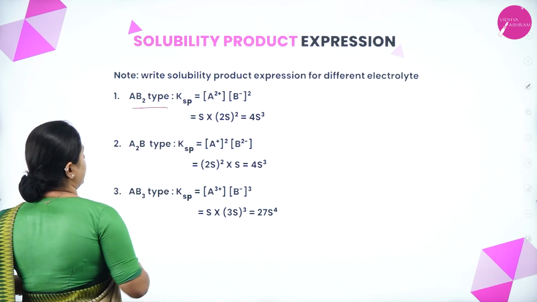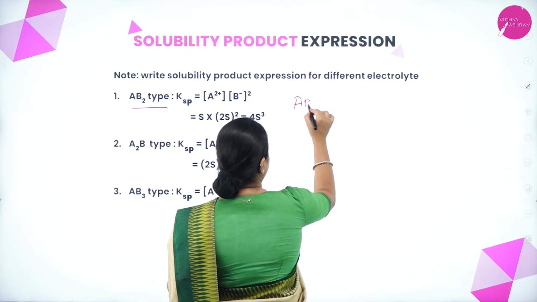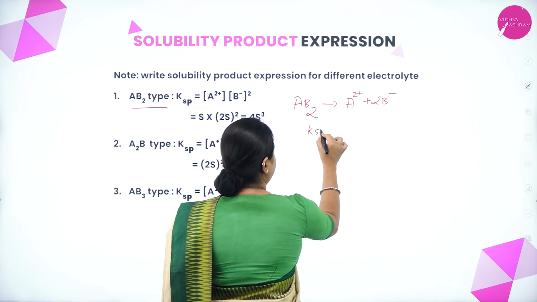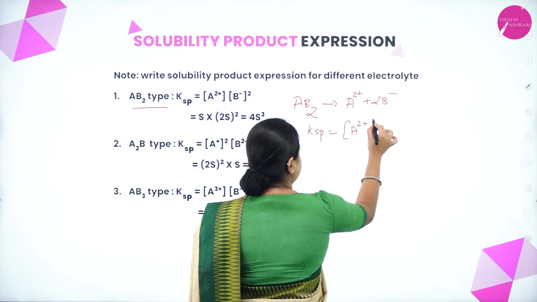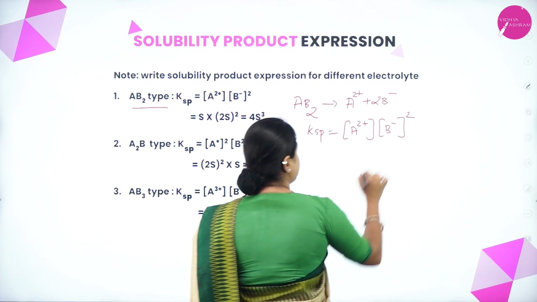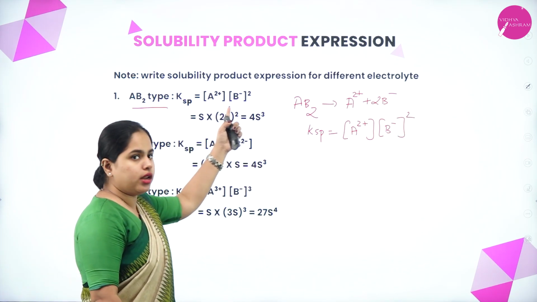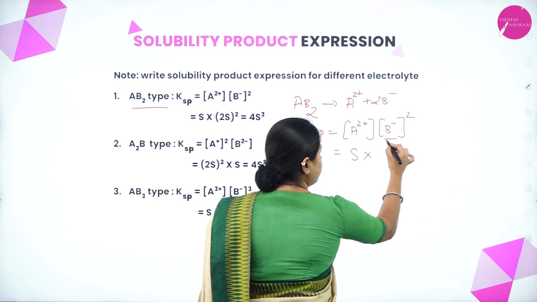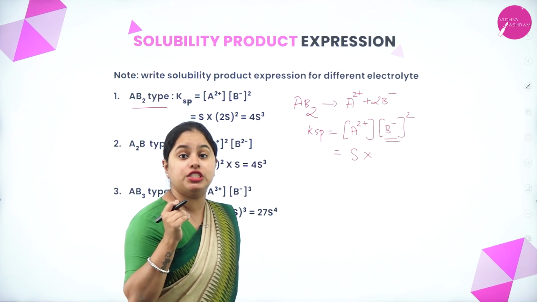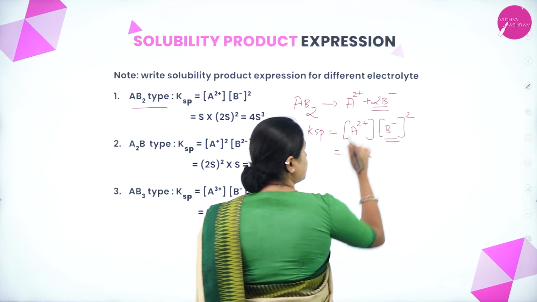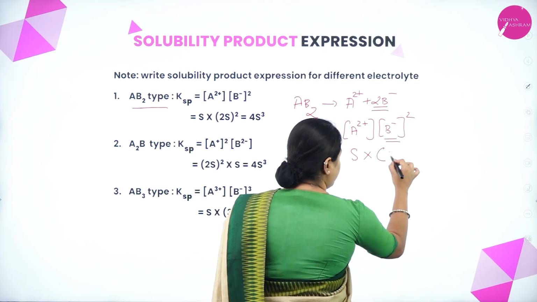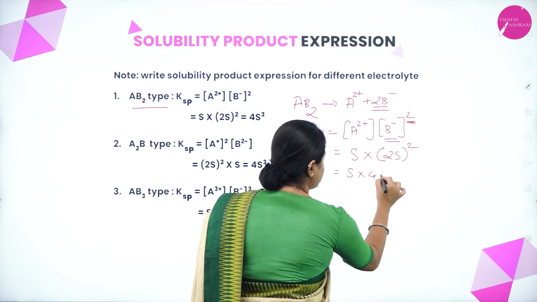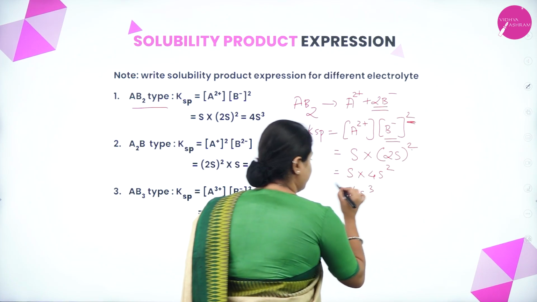right? So AB2 type, again we have discussed AB2 type already. It dissociates into A2 plus and 2B minus. So KSP, how do you write? It is molar concentration of A2 plus, molar concentration of B minus raised to 2. Okay, so now molar concentration of A2 plus, what is the solubility? It is S itself. So now the molar concentration of B minus, is it just S? It is not just S, it is 2S. Why? Because it dissociated into 2B minus, right? So you write 2S here and you have the 2 here which will be the power. So it will be S into 4S square which will give you 4S cube. I hope it is clear.